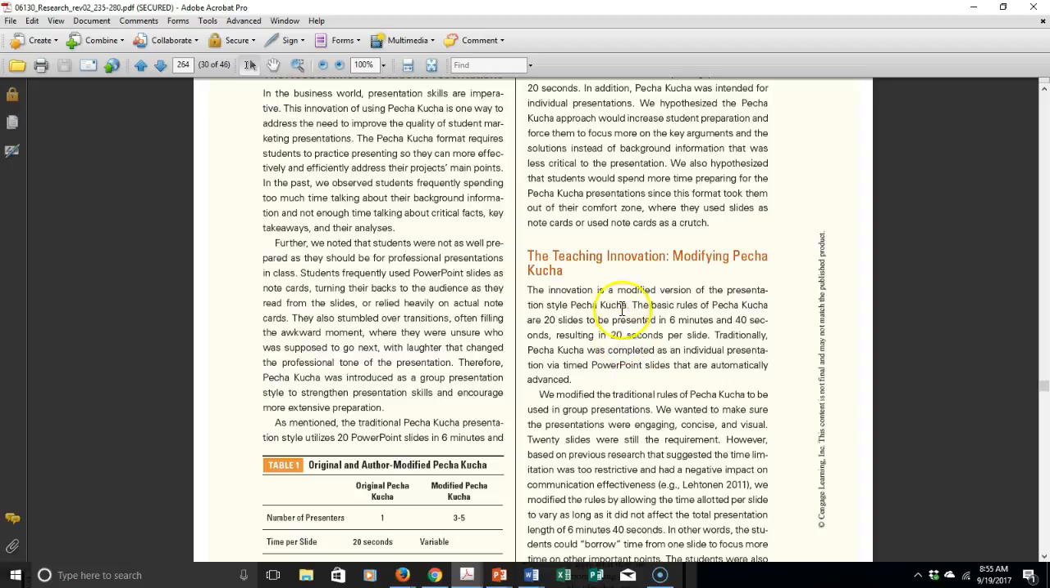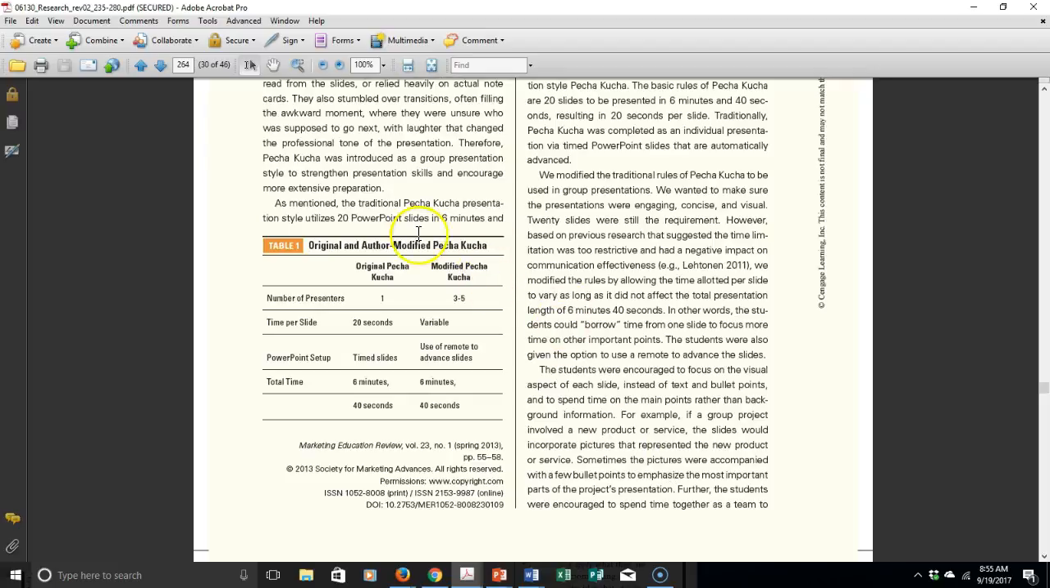Now, the next section tells you about how the Pecha model was modified in this particular study. So over here, you'll see that there's good narrative about that, but they also put it into this really nice chart here. So table 1 talks about the differences between the original model and the modified version that's being used in this particular study. You can see some of the key differences are the number of presenters. The original version only allowed for one presenter, and this was done more in a group format. The original model was very rigid in terms of how many seconds per slide, 20 seconds, and in this model it was variable. However, the time on task was the same for both.